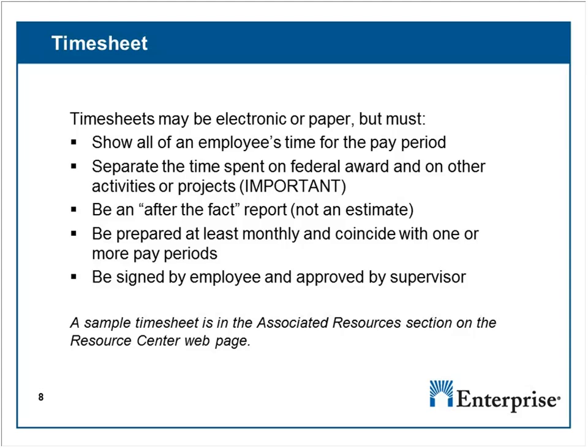An organization may show grant-related activity with a variety of names: grant number, project, department, or something else. The terminology is not important as long as the grant-related time is shown separately.